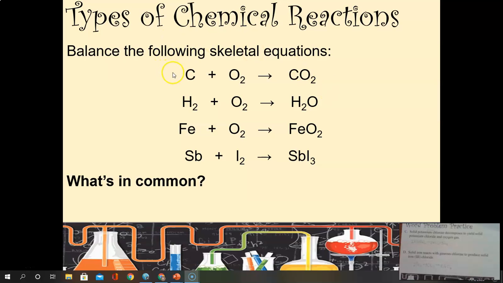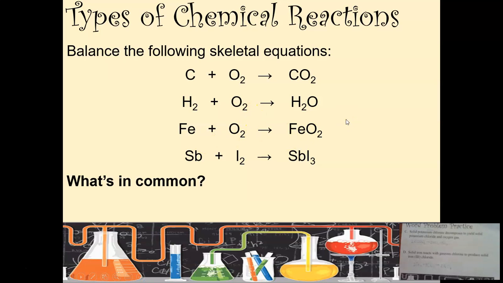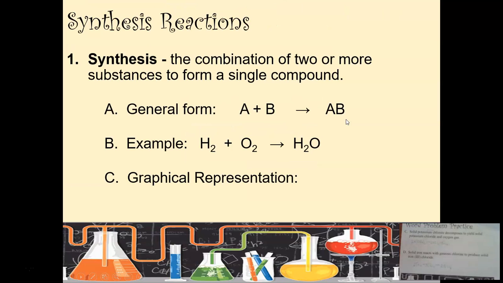Okay, so if you balanced these equations and you looked and said, well, what do they have in common? Well, it looks like for each one of these, there are 2 reactants and 1 product. All of them have 2 reactants and 1 product. That's what they have in common. Synthesis is the type of reaction that one is.